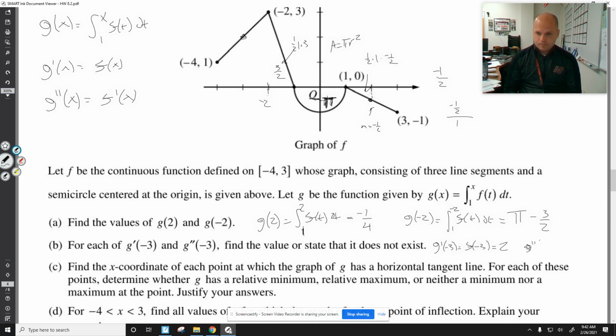G double prime of -3 is the same as f prime of -3. The slope of this line segment is f prime. The slope of that line segment is 1.